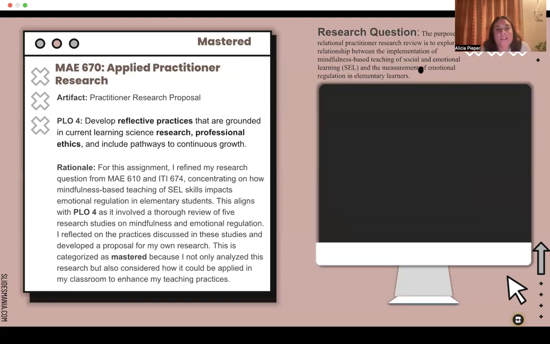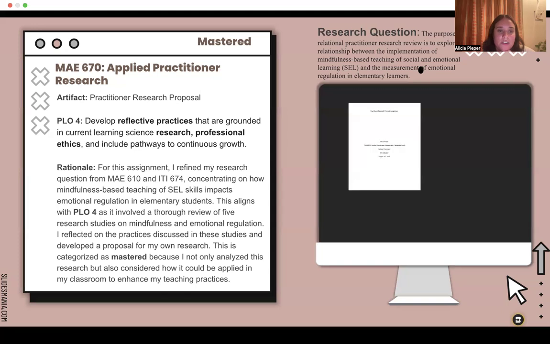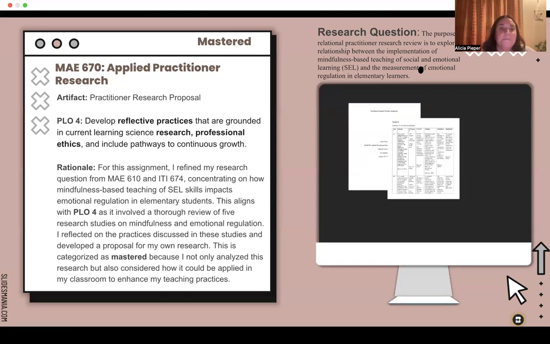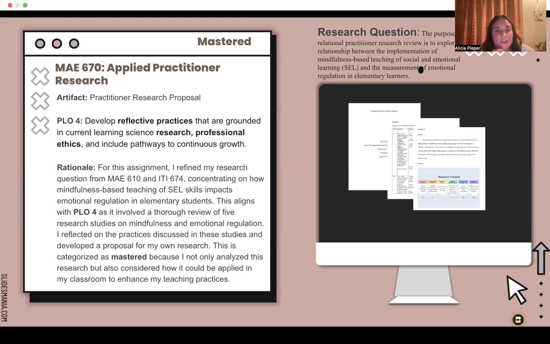And then the last course, MAE 670, Applied Practitioner Research. The artifact that I chose was the Practitioner Research Proposal. For this assignment, I was able to refine my research question from MAE 610 and ITI 674. I wanted to concentrate on how mindfulness-based teaching of SEL skills impacts emotional regulation in elementary school students.